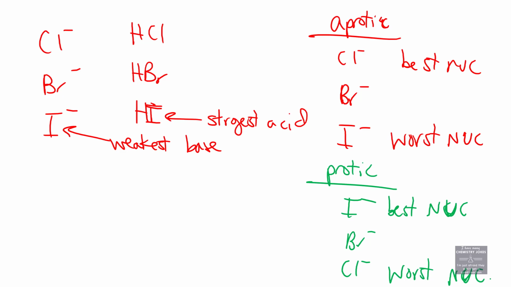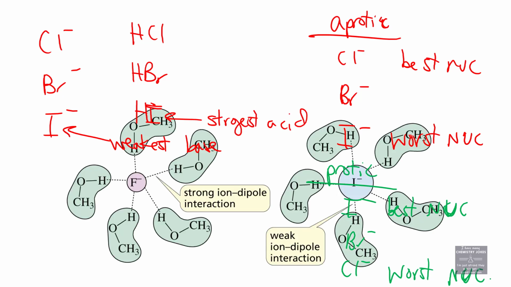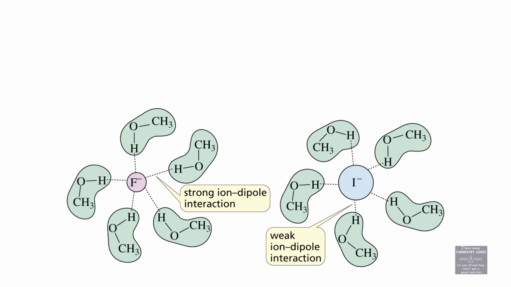Why is that the case? Well, I stole a figure from your textbook. This is it. It says small atoms have very strong ion dipole interactions with your polar protic solvent. Methanol is a polar protic solvent. Small radius atoms have a very strong ion dipole interaction. Big radius atoms have a very weak ion dipole interaction.